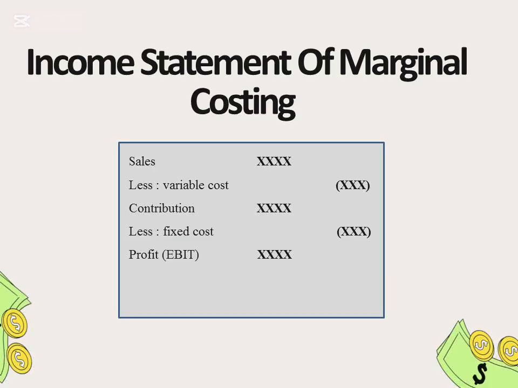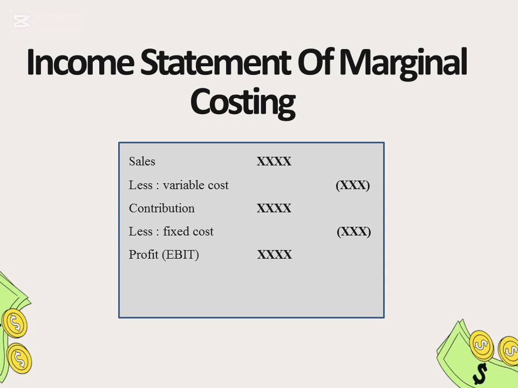Income statement of marginal costing. First, sales: total revenue from goods and services sold. Second, less variable cost: costs that change with production. Example, raw materials, direct labor. Third, contribution: this shows how much is left to cover fixed cost and profit.